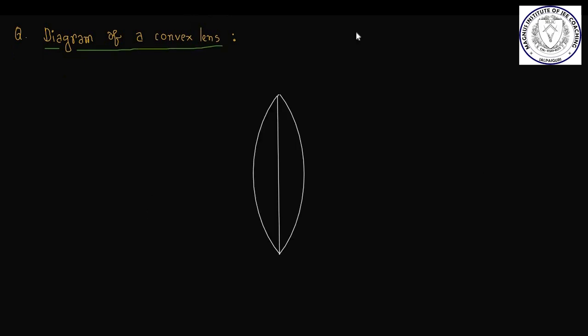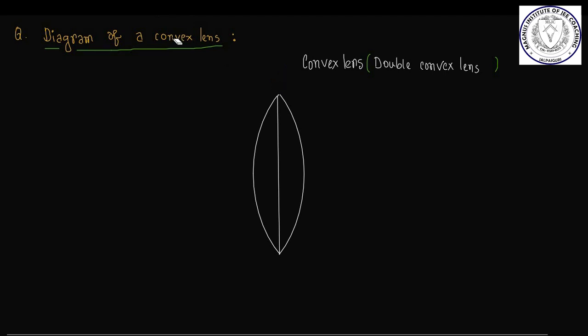Diagram of a convex lens. We have to draw a diagram of a convex lens. In the diagram, this is a convex lens, and it should be a double convex lens.